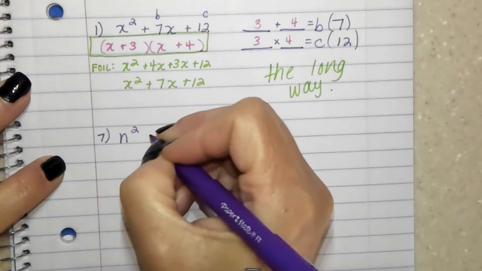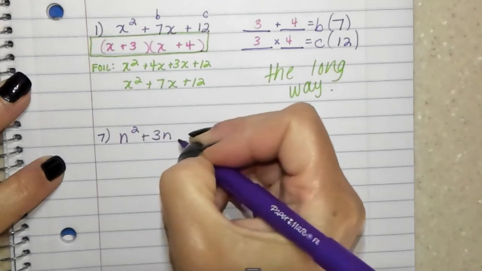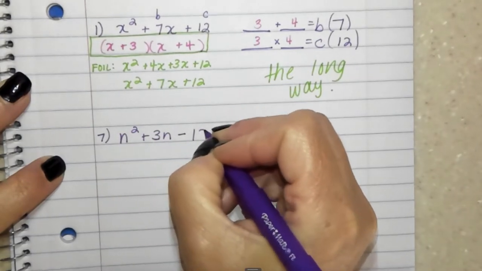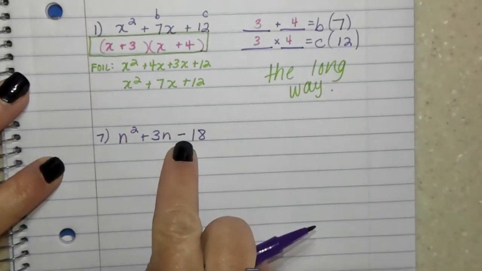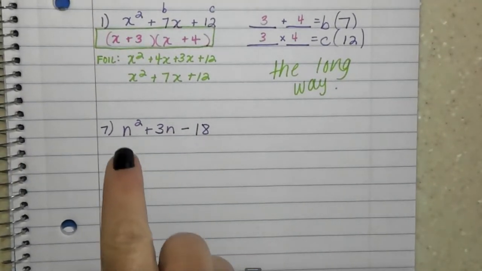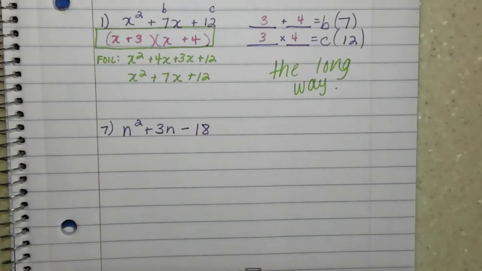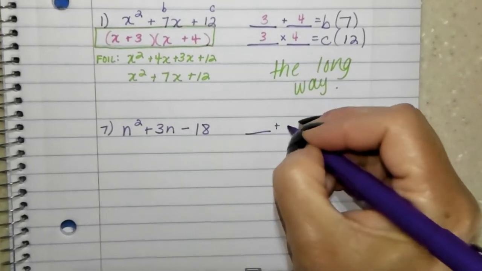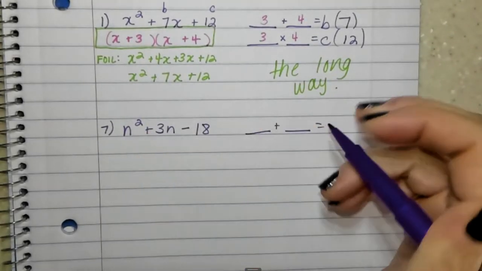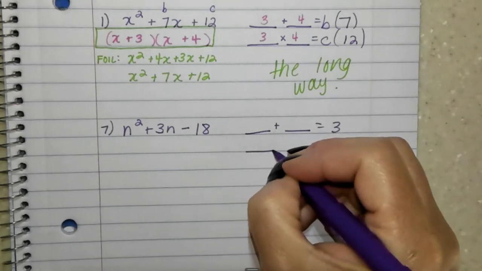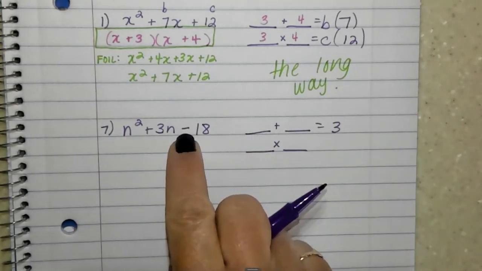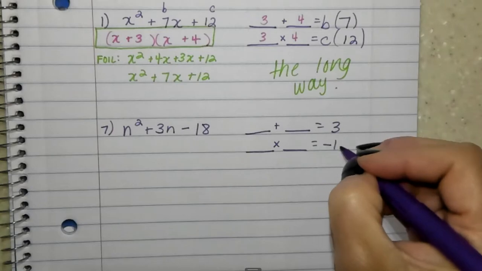n squared plus 3n minus 18. Interesting. Okay, first question. Can you factor anything out? Nope. So we have to go the long way. Looking for two numbers that add up to b, and b is positive 3. And those same two numbers have to multiply to get c, which is negative 18.